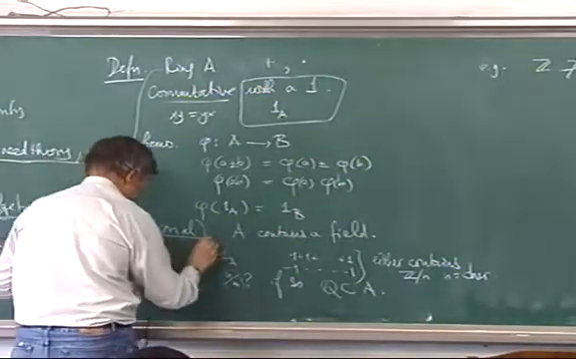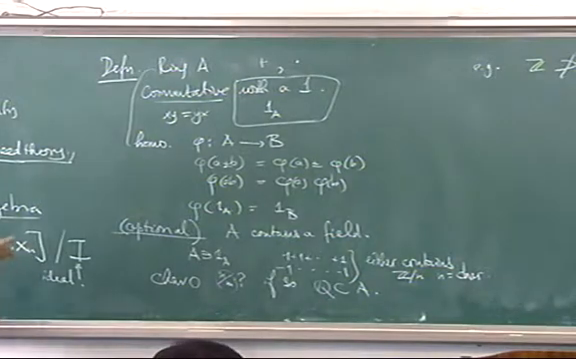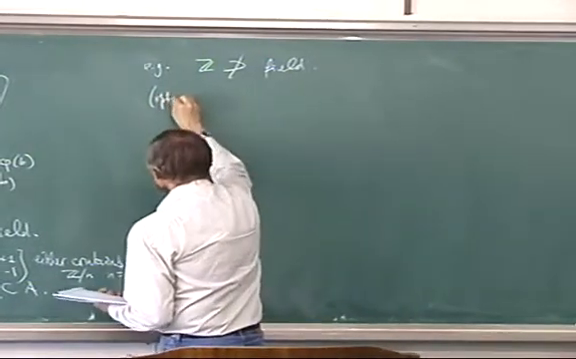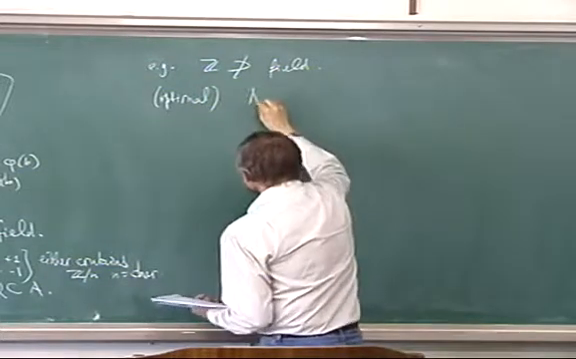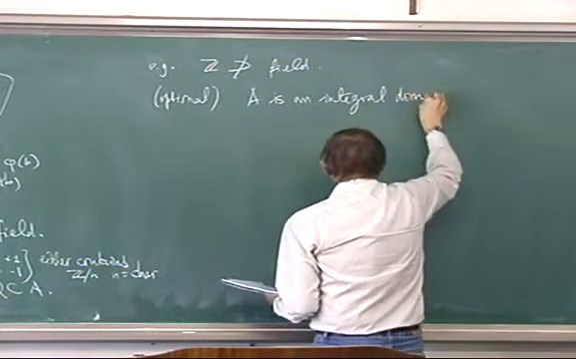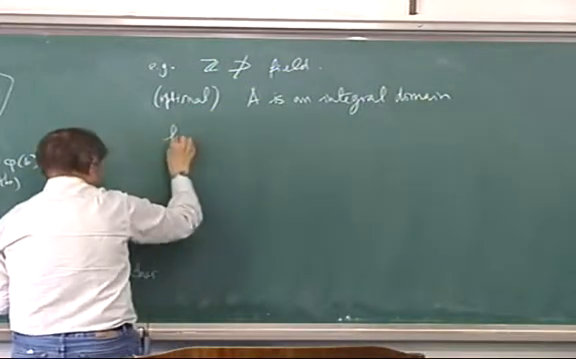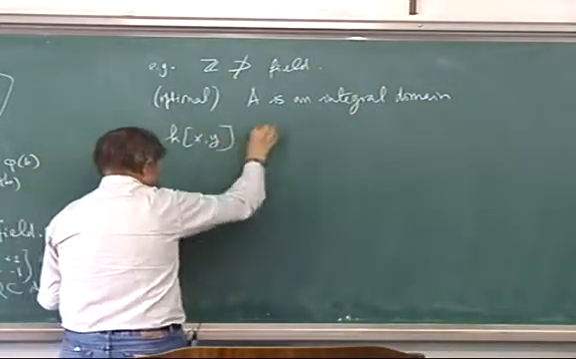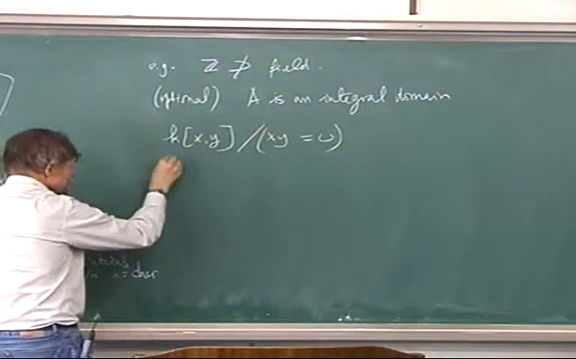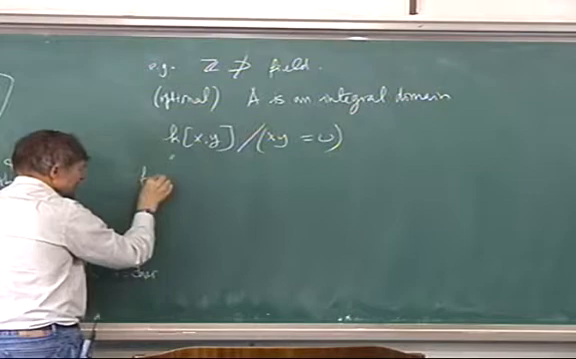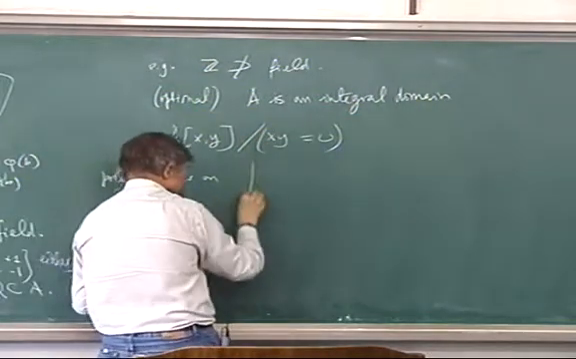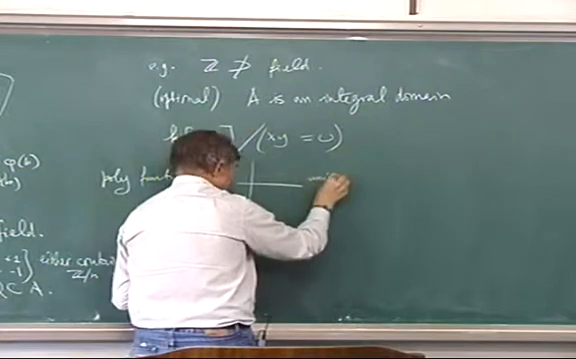This is a condition which sometimes I'm going to impose, and sometimes it will come for free, but it's not always satisfied. So, another optional condition: A is an integral domain. For example, if I take k[x, y] and divide out by xy = 0, then this is the polynomial functions on the union of two coordinate axes.